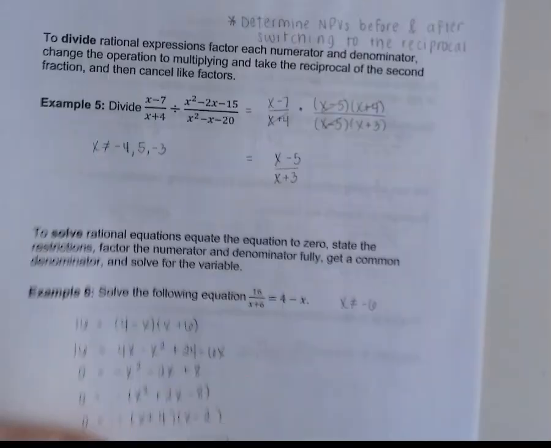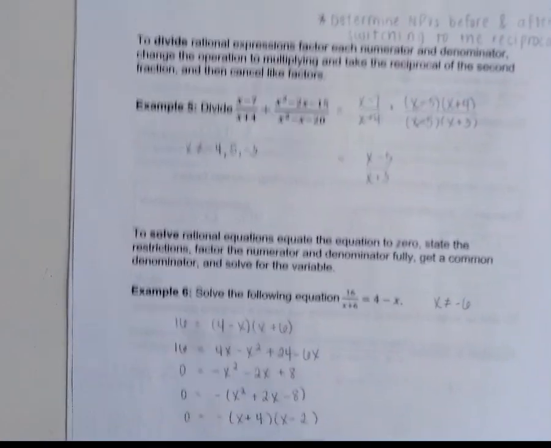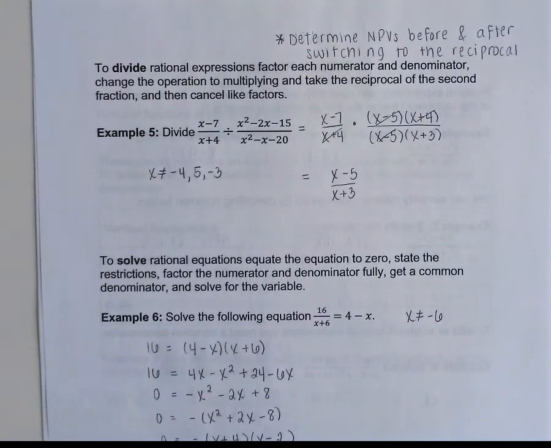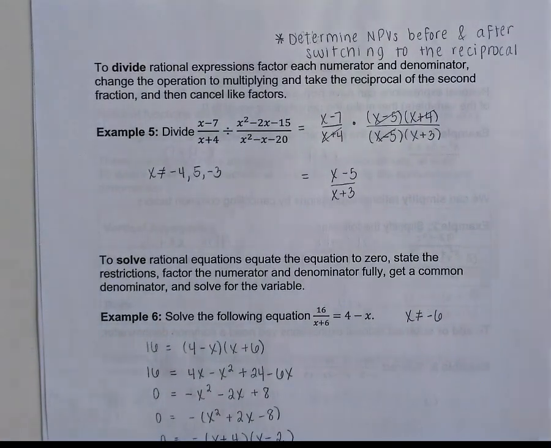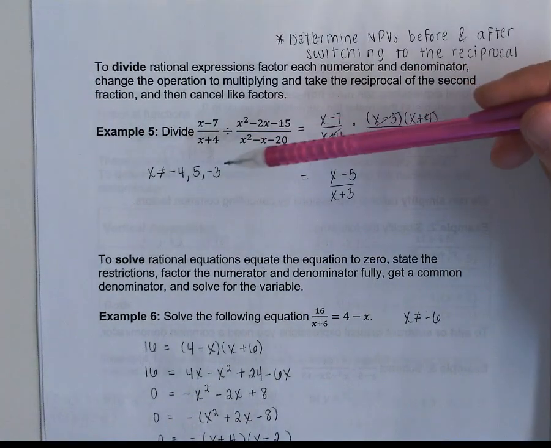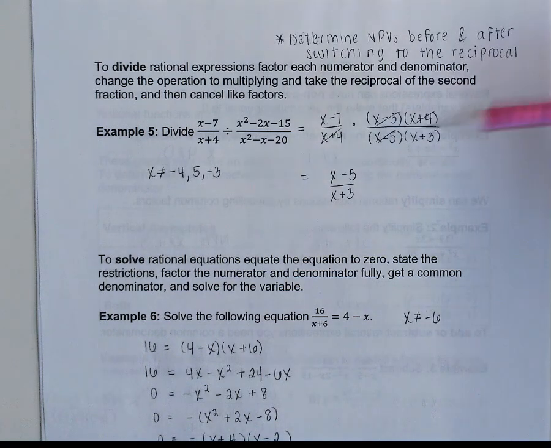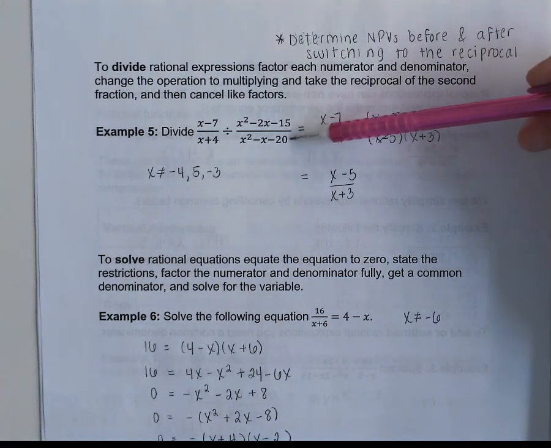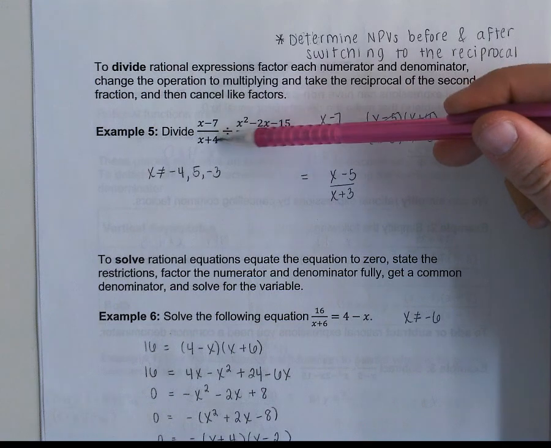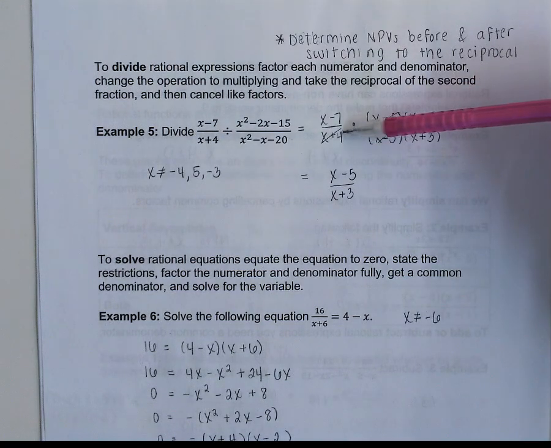Now, dividing is almost exactly the same, but remember, when we're dividing fractions, the easiest way to do it is to flip and multiply. So you're going to do something very similar. You're going to first factor everything, but then you're also going to flip your second term. So here I have x minus 7, x plus 4. That's already simplified. I don't have to do anything to it.